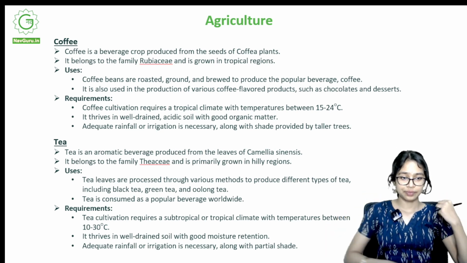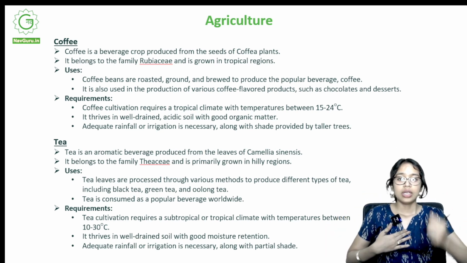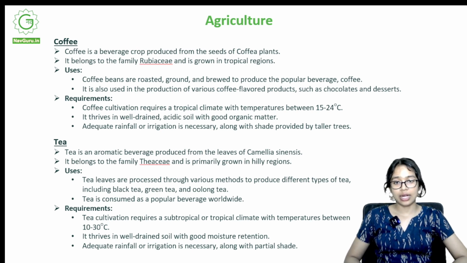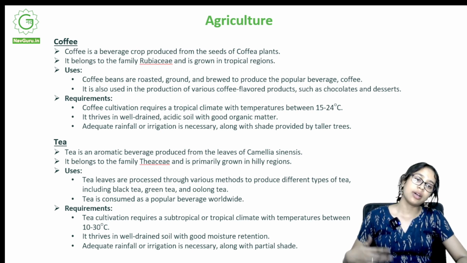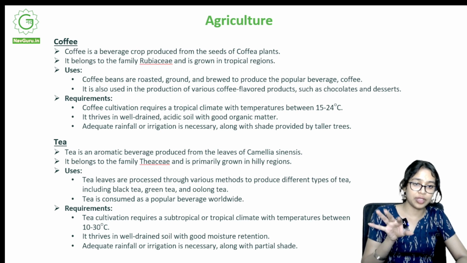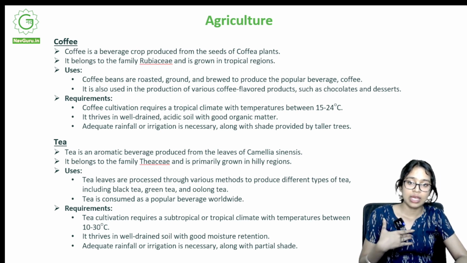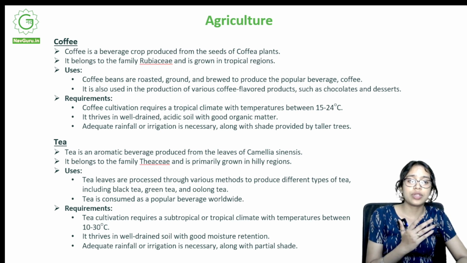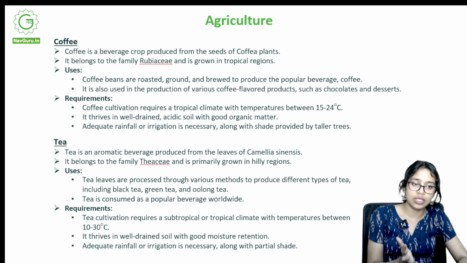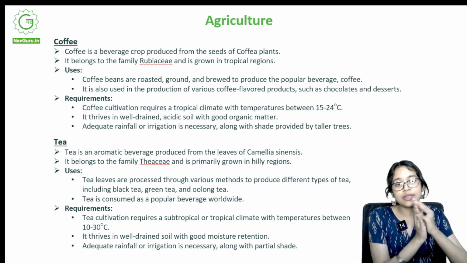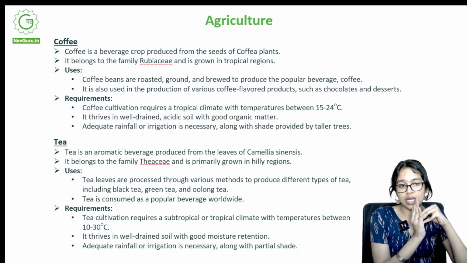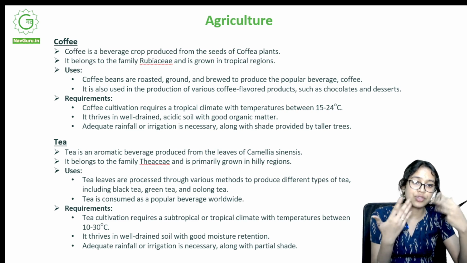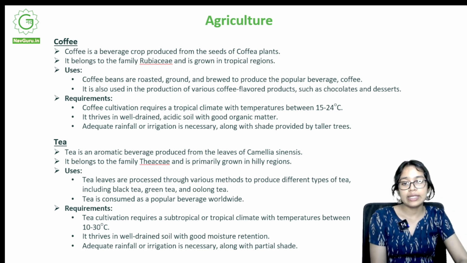Once tea is harvested, these tea leaves are processed and go through various methods to produce different kinds of teas, as in you drink black tea, green tea, you also drink oolong tea. So there are various kinds of tea that these leaves are processed into and hence later sold in the market as well. Tea is consumed as a popular beverage worldwide.